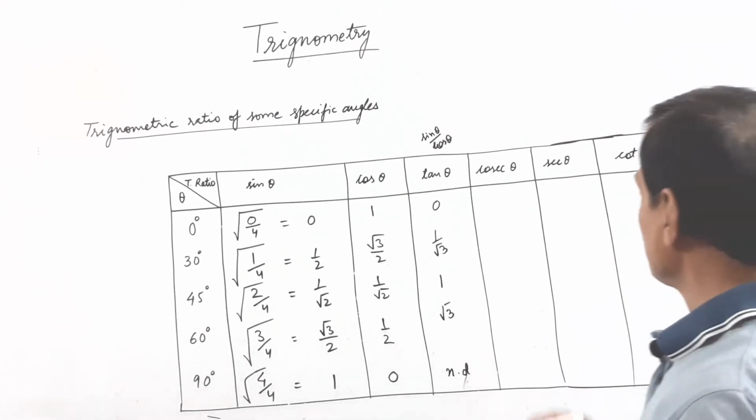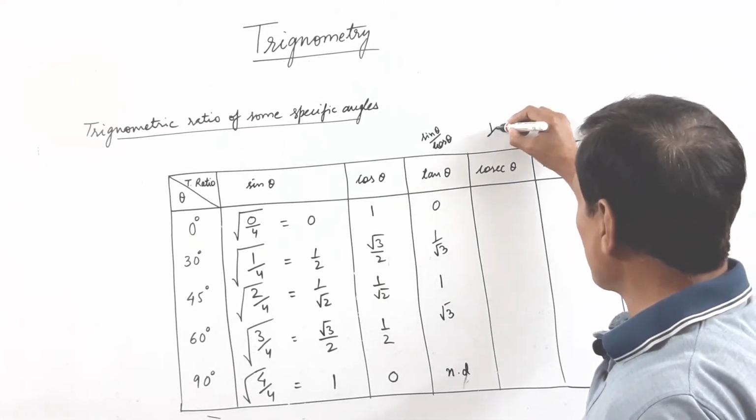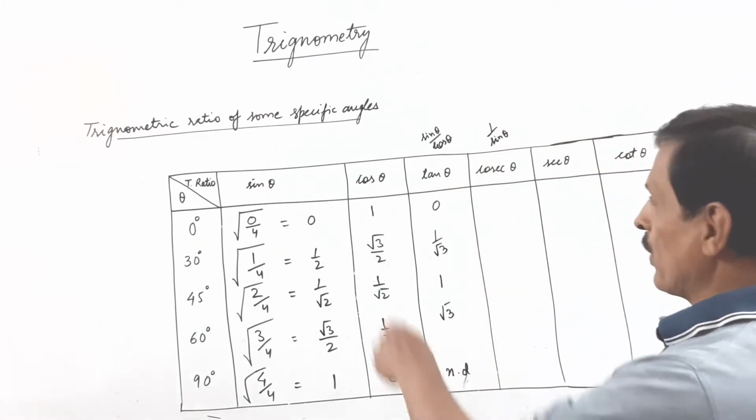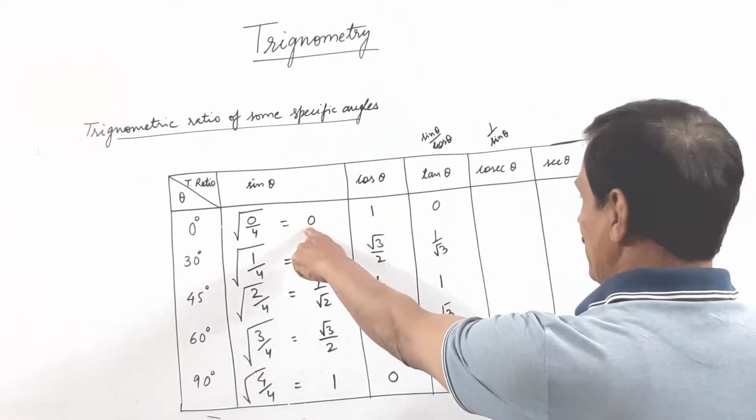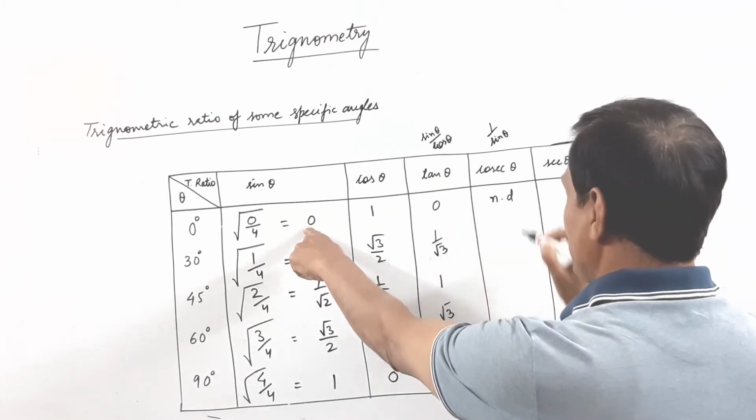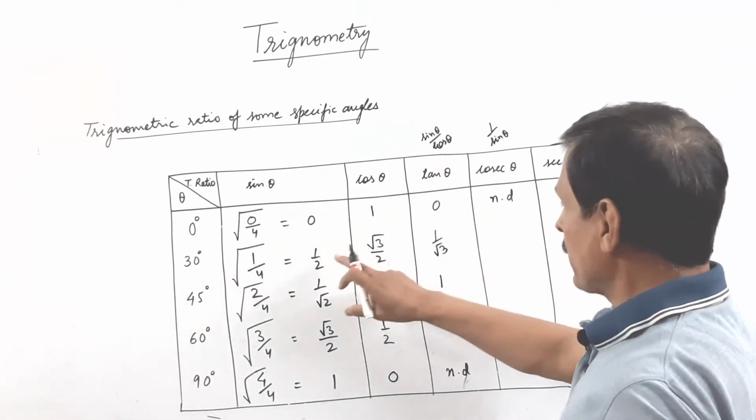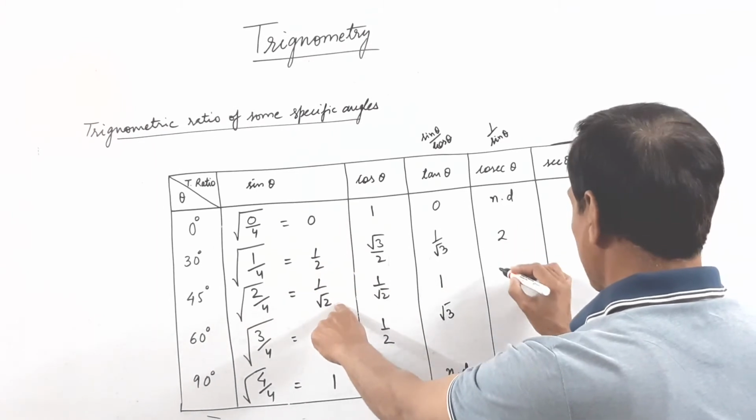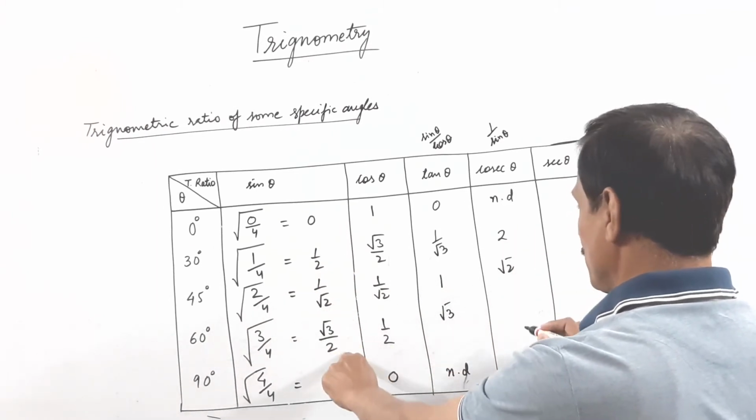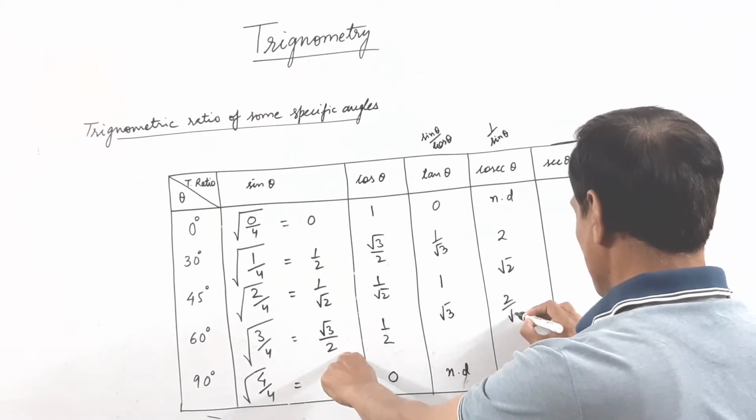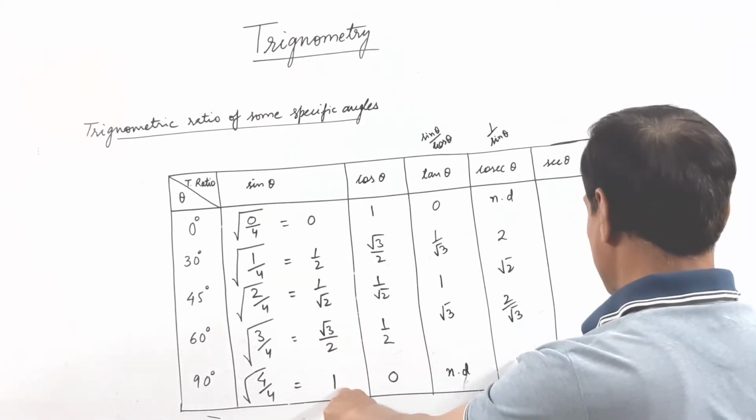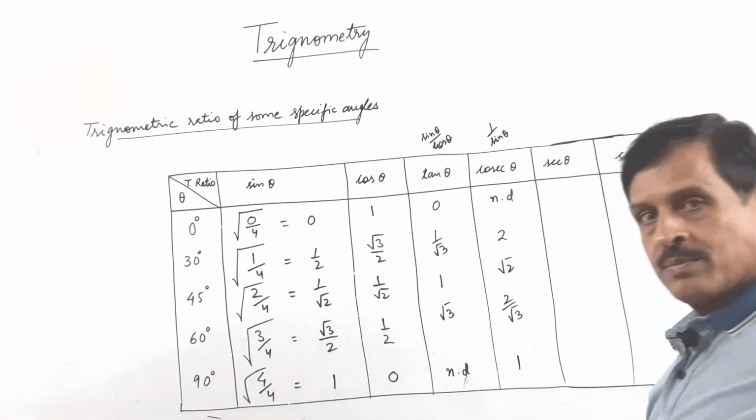Cosec theta, this is 1 upon sin theta. So 1 upon 0, that is not defined. So reciprocal of sin theta, this is 2, this becomes root 2, this is 2 upon root 3 and this is 1 upon 1, that is 1.